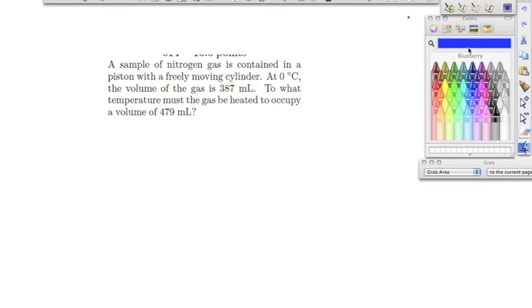Okay, moving on to number 14. It says a sample of nitrogen gas is contained in a piston with a free-moving cylinder. At 0 degrees Celsius, the volume of the gas is 387 milliliters. To what temperature must the gas be heated up to occupy 479 milliliters? So we see that it's given us 2 volumes and 1 temperature. So we're dealing with volume and temperature.